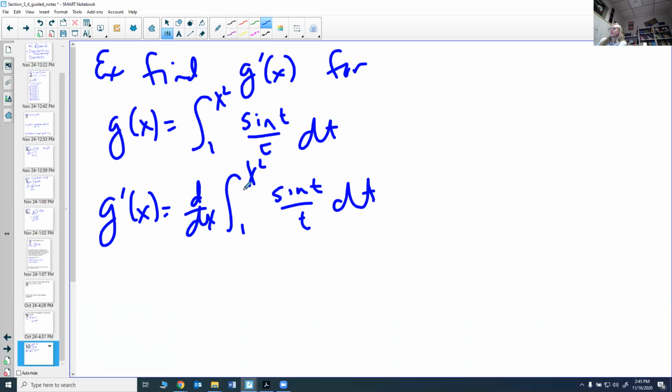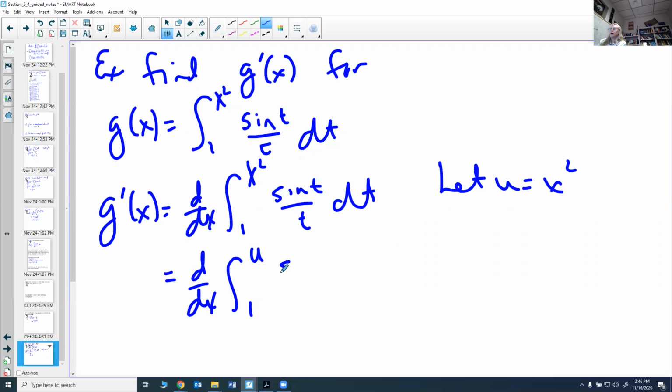But one thing that's a little different on this one is I actually have not x here. I have x squared here. And so if I have x squared there, it's kind of thinking as an inside function. This is inside the bigger function. If you want to, you can let u equal x squared. And so that would be the derivative with respect to x of the integral from 1 to u of sine of t over t dt. And because we're using u's now, it actually is going to be the derivative of u.